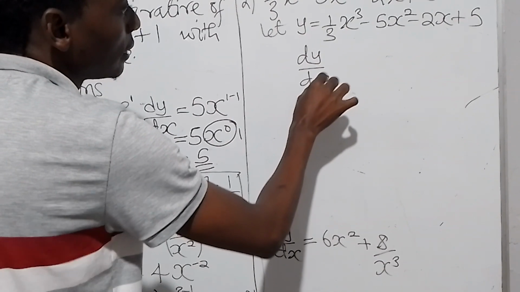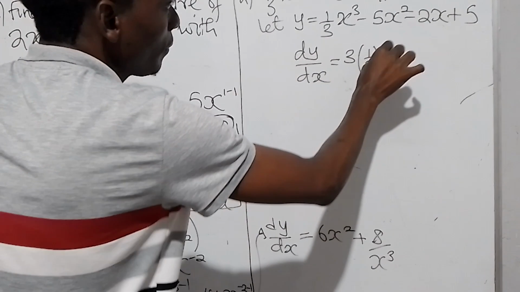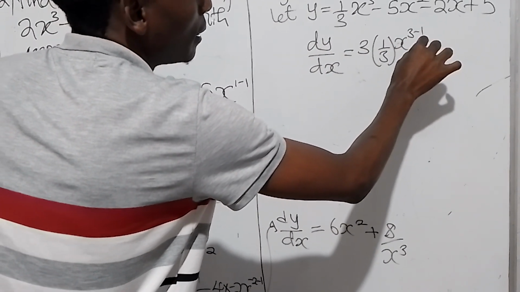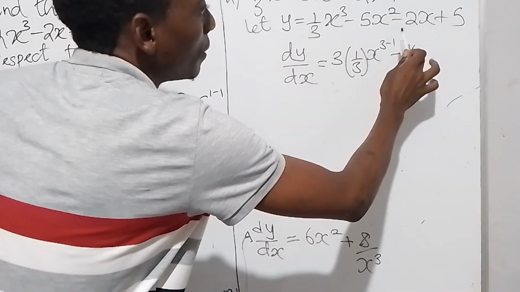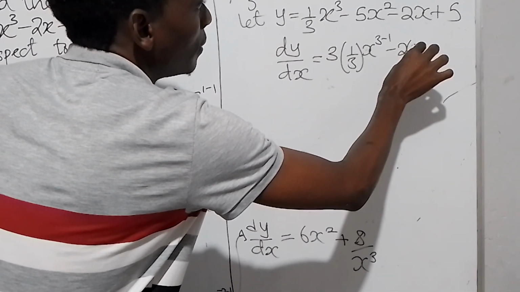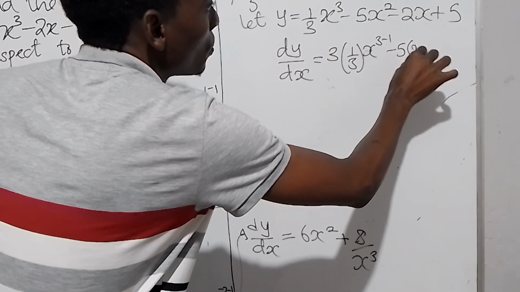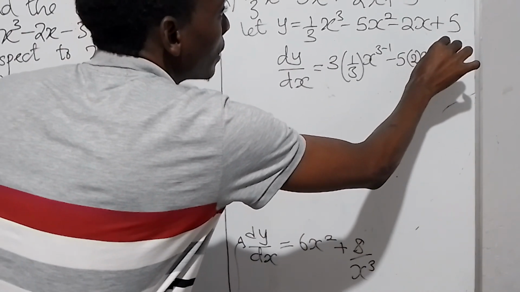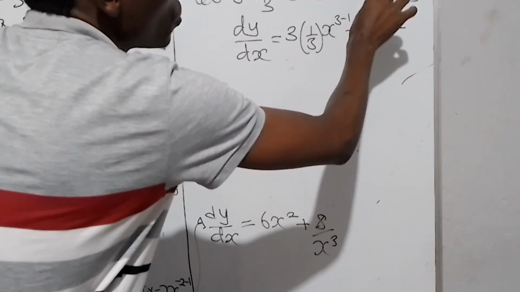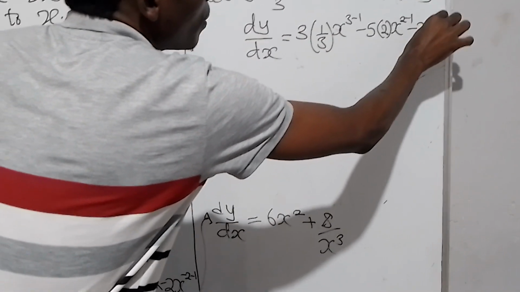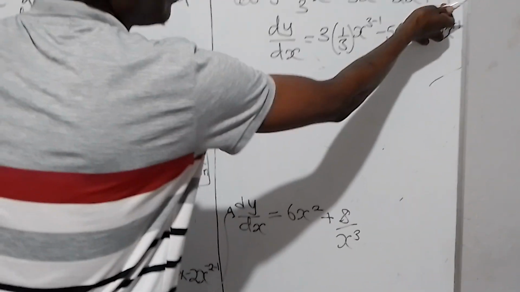dy/dx is equal to 3 multiplied by 1 over 3 x to the power 3 minus 1, minus 5 times 2 x to the power 2 minus 1. Here is 1 times 2, it gives us the same, x to the power 1 minus 1. When we differentiate a constant, it's just going to give us 0.